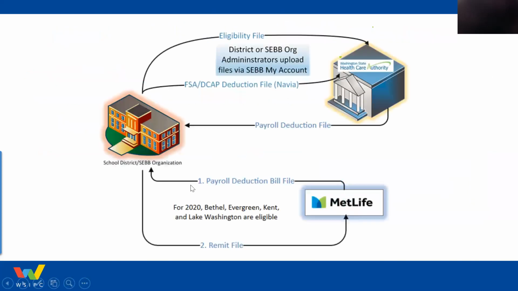All right. This next slide encapsulates it in a graph to show the flow of data. As the district or sub-organization, you'll interface through the Skyward software products to provide the eligibility files and the FSA deduction files to the Health Care Authority through your SEBB My Account upload process. In return, you'll be able to download a payroll deduction file from SEBB My Account and import it into your payroll runs. As a separate piece, the 4 districts that are eligible in 2020 will have the ability to interface with MetLife. The next slide, please.